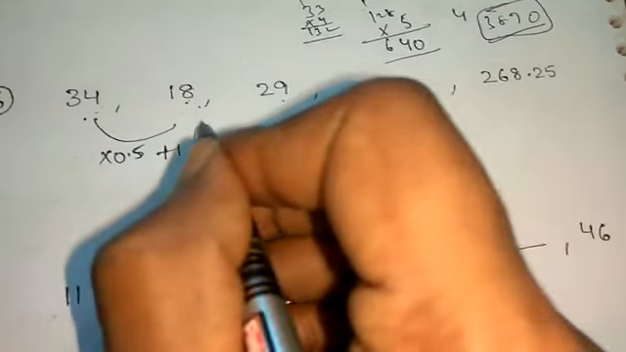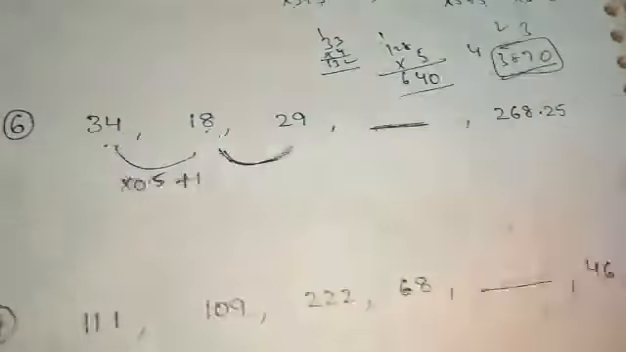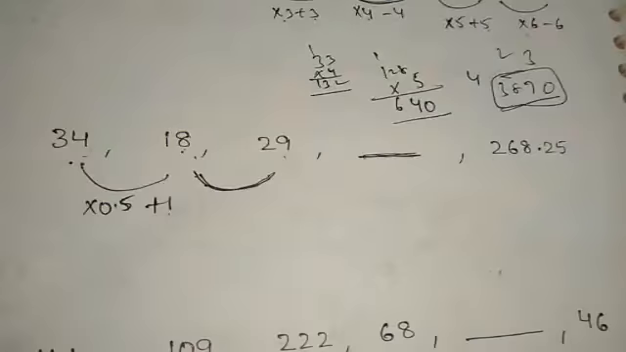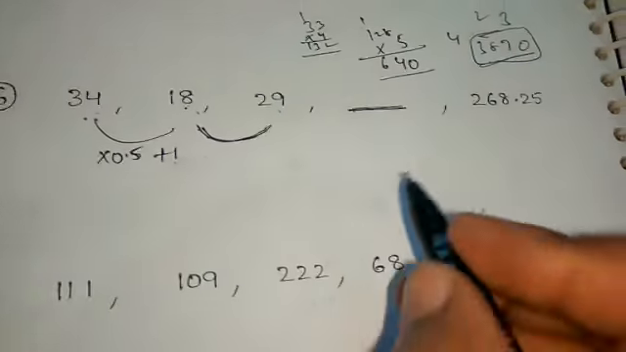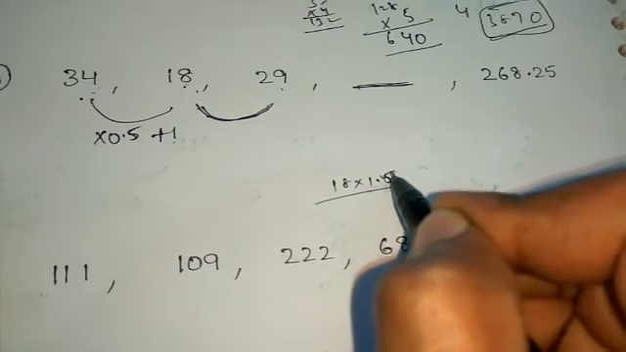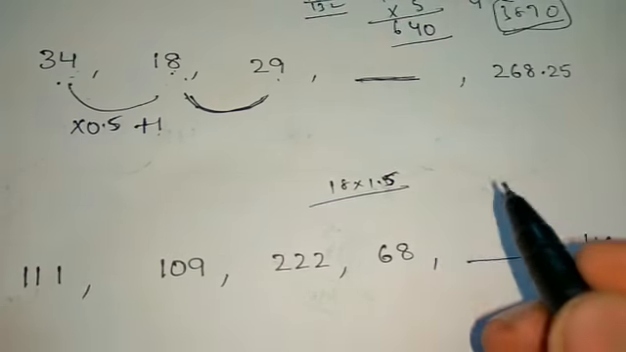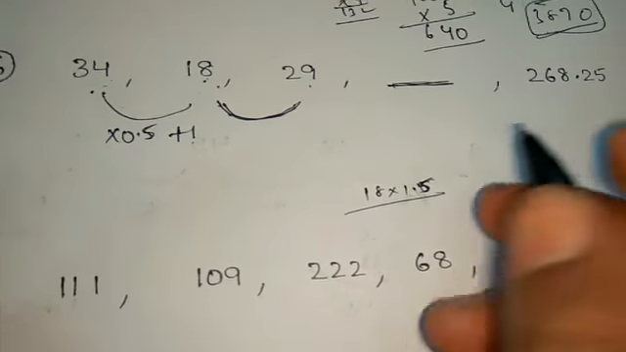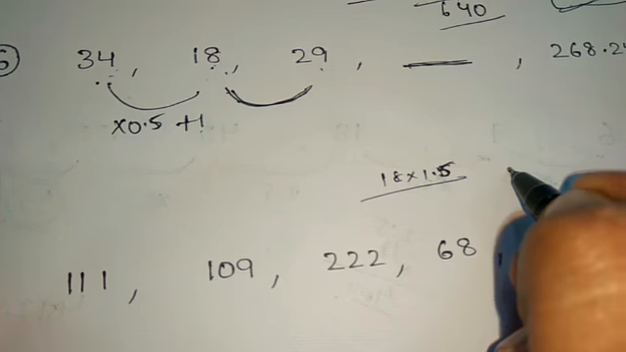Okay. So now see here 18 into 1 is 18. Okay. Plus 11. So it is very big. So see 18 into 1.5. So 15 into 18. See 15 into 18. 15 8s 120.